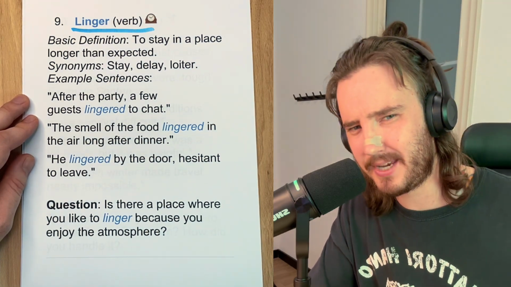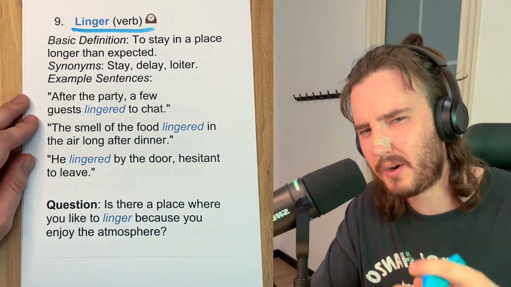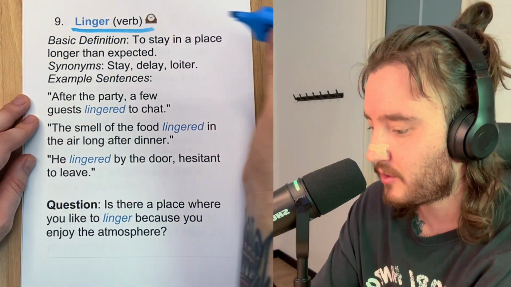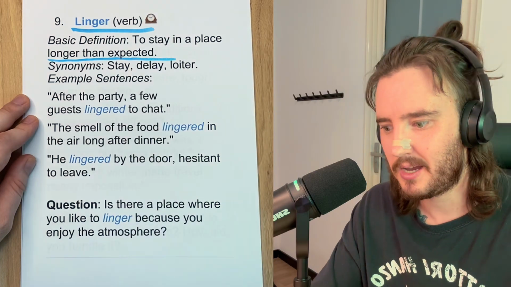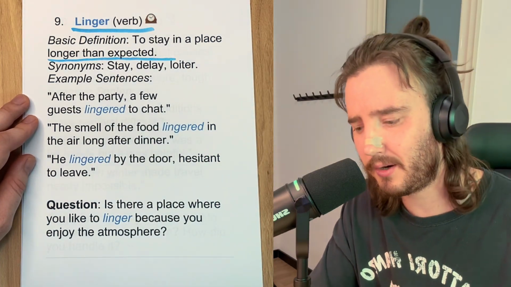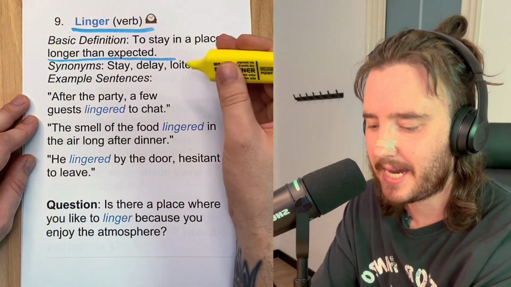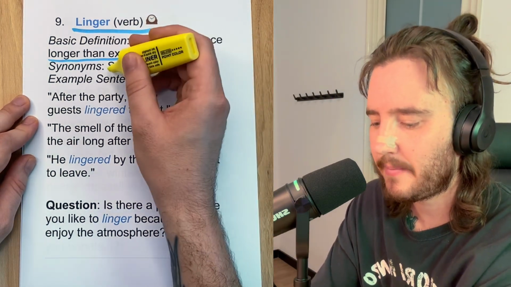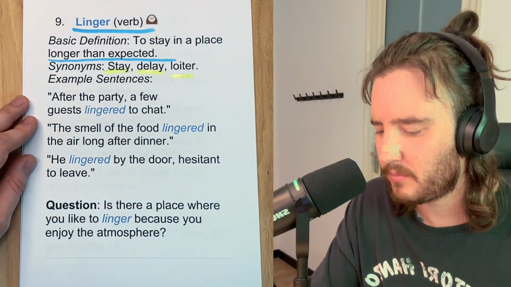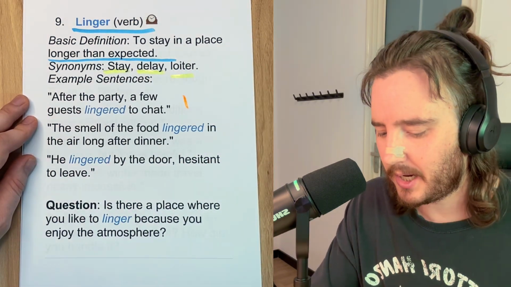Here's another fantastic word, a really spoken English word. Linger, linger. Yeah, very colloquial, very spoken, this word. What does it mean? To stay in a place longer than expected, longer than you assumed you were going to, longer than you thought, right? We can say loiter or delay, or maybe to just stay somewhere. These could be synonyms. Let's take a look at example one.